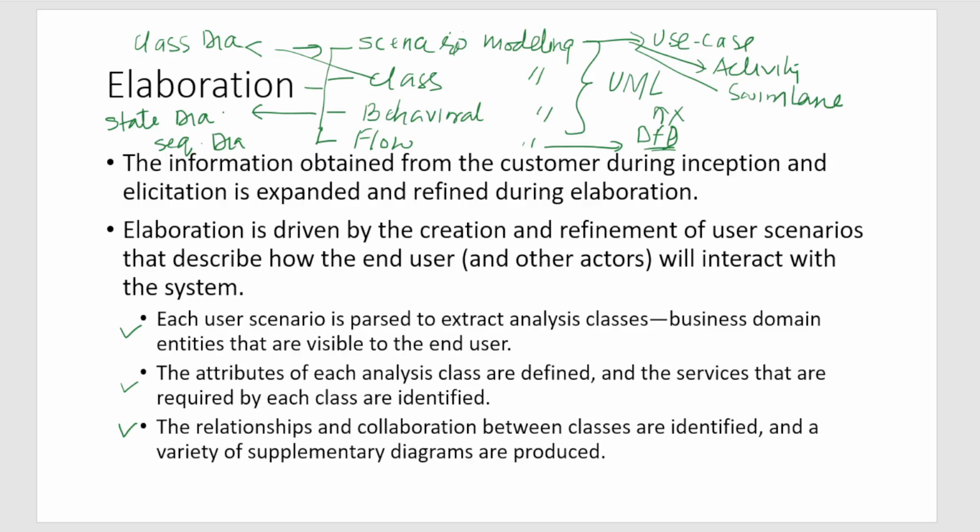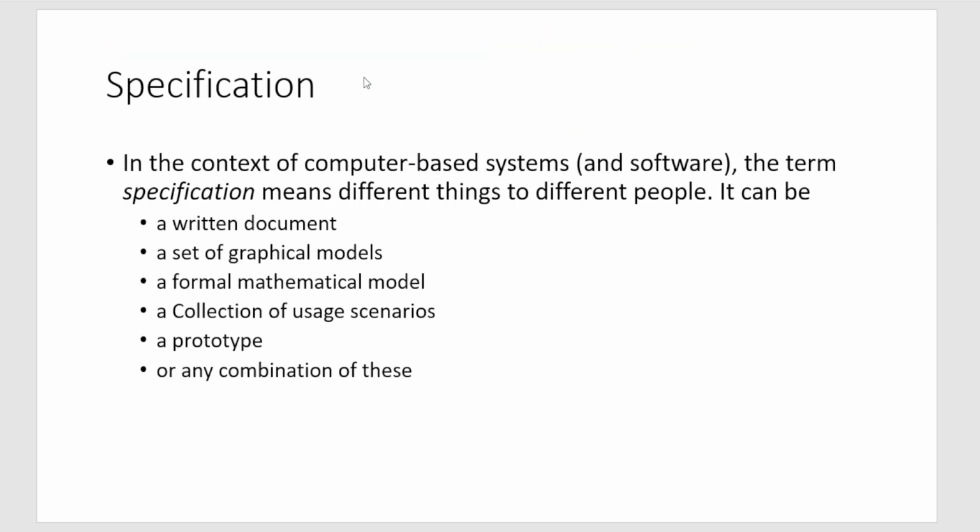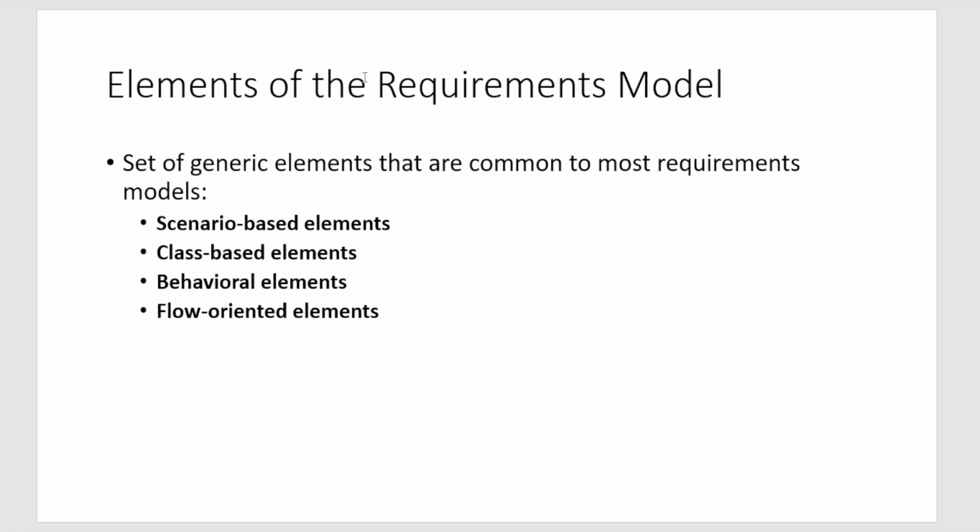So in short, we will study use case first, activity second, swim lane third, class diagram fourth, state diagram fifth, sequence diagram sixth, and DFD seventh. So we will study seven diagrams in this video series, and we will try to understand that each diagram has its own utility and its own importance, and how we are going to refine the diagrams. So in the next lecture, we are going to see the diagrams based on these four types of requirement models, one by one.